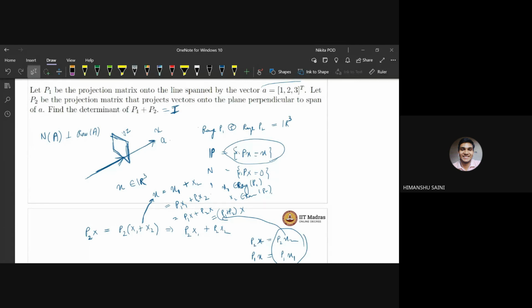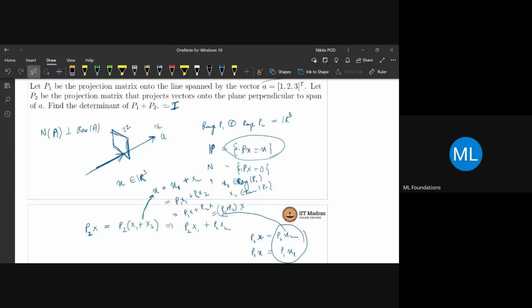Here you write X is equal to X1 plus X2. Can you explain this? I am writing it from here. If I'm taking any vector in R3, I should be able to write it as X1 and X2, where X1 belongs to the range of P1 and X2 belongs to the range of P2. It's just because both our bases are independent, and then we take some combination of that, and it will span the entire R3. Okay. I think I had discussed the direct sum, maybe not in more detail. Okay.